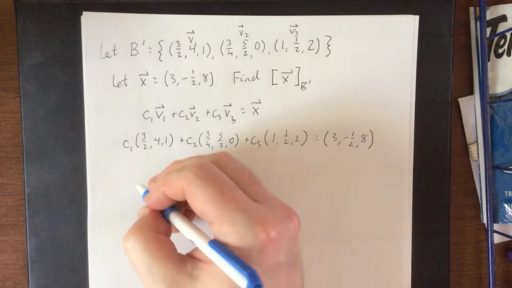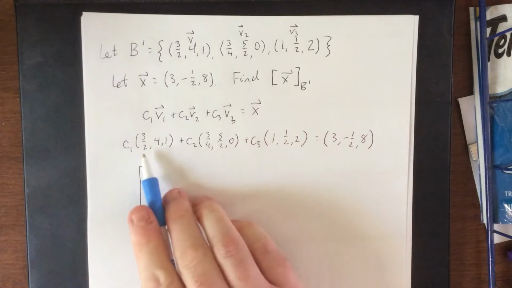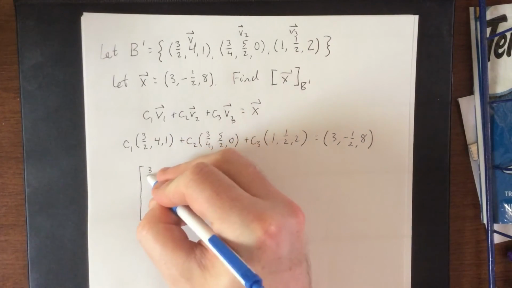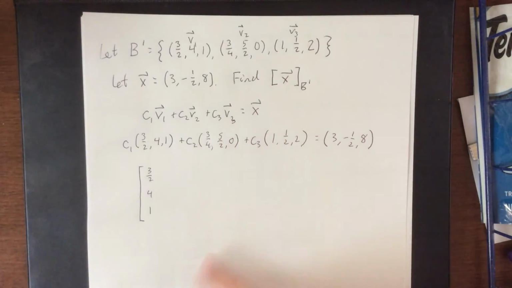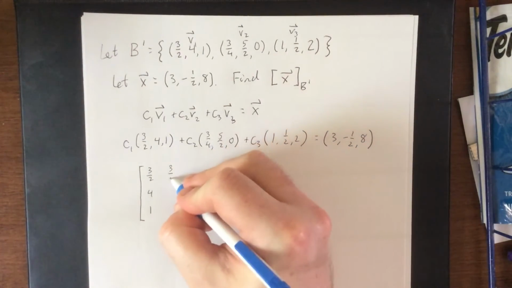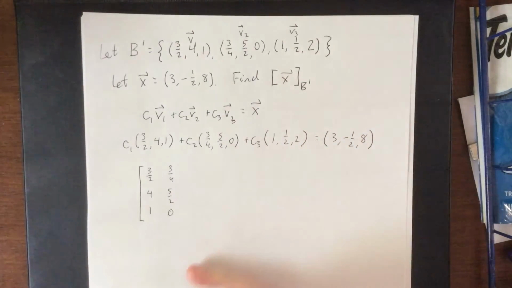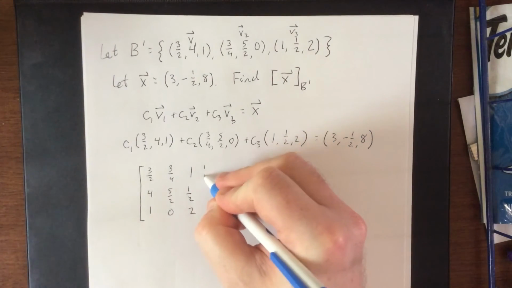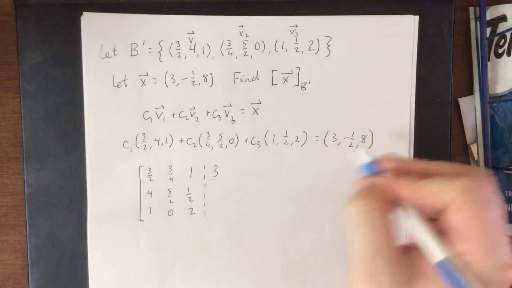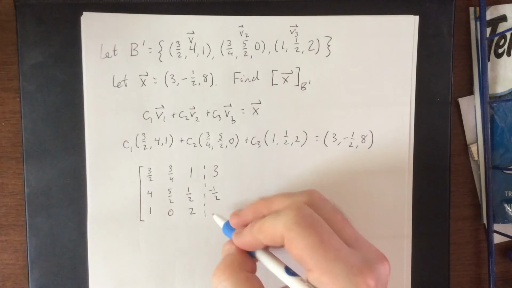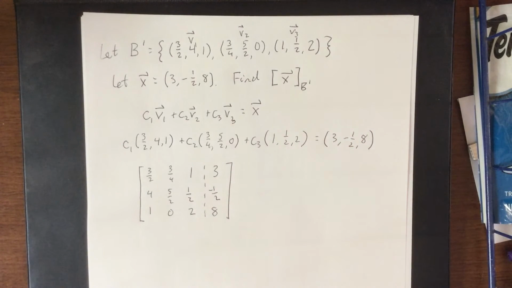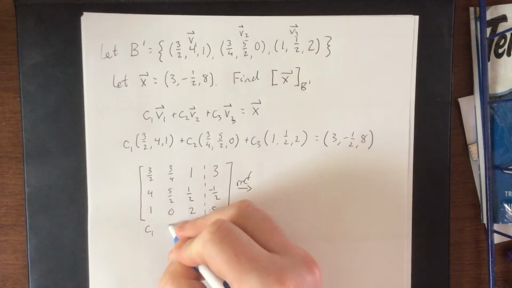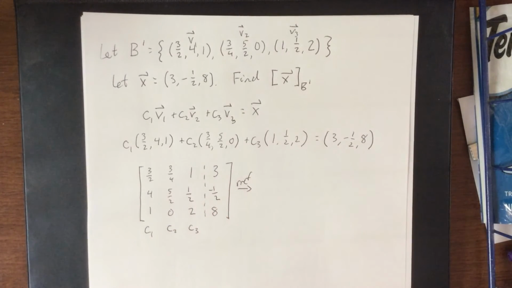Now with those things in mind, we can start by setting up a 3 by 4 augmented matrix using our three vectors, v1, v2, v3, as columns of the matrix. The first vector, (3/2, 4, 1), gets loaded into the first column. Our second vector, (3/4, 5/2, 0), gets loaded into the second column. And the third vector, (1, 1/2, 2), gets loaded into the third column. We'll be augmenting that with our target vector x. Taking this down to reduced row echelon form will inform us of the value of c1, c2, and c3.